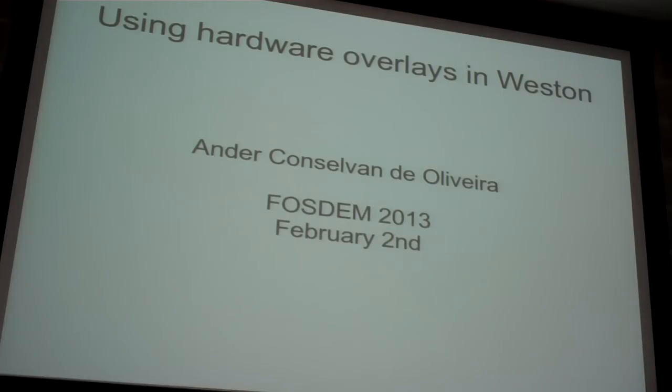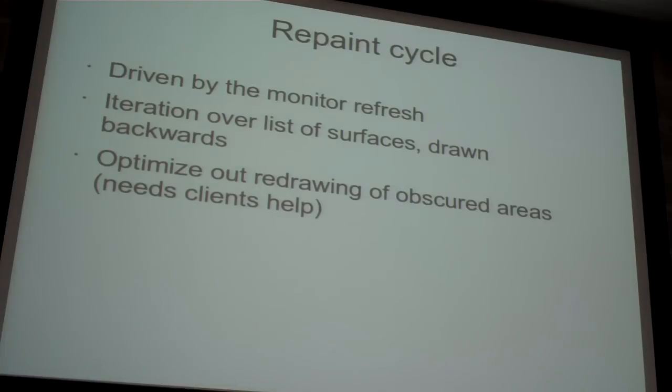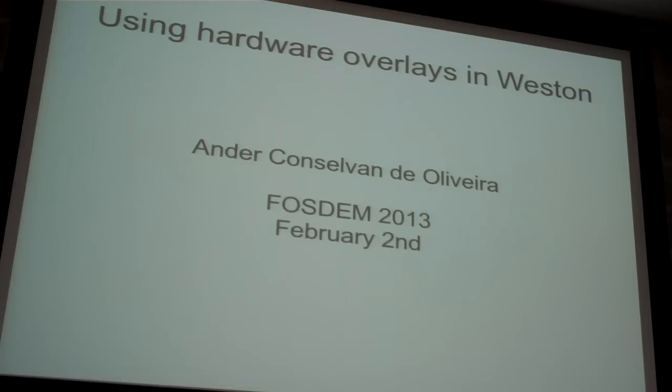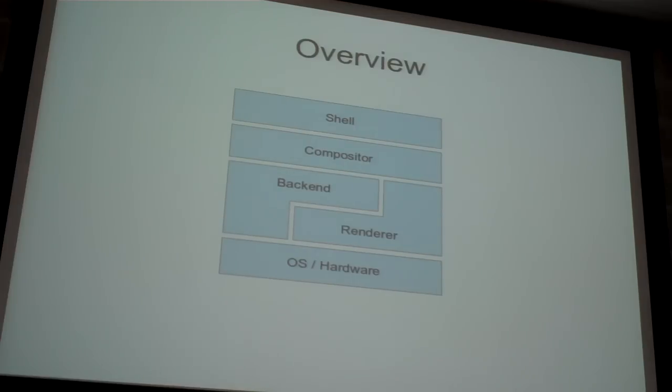The idea of this talk is to talk a little bit about how we use overlays, and not only the hardware overlays, but the architecture inside Weston: how we organize surfaces and how we use the overlays and other things that I'll talk about later. It's more about the architecture inside Weston than the hardware overlays. But before I go into that, I just wanted to give a very brief overview of what Weston looks like in terms of architecture.